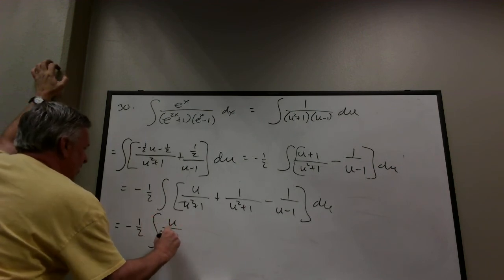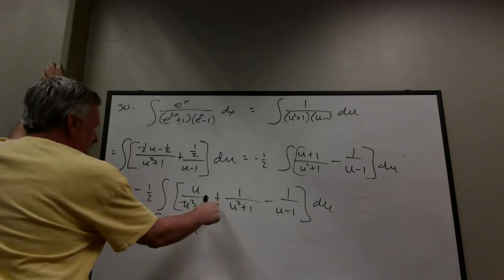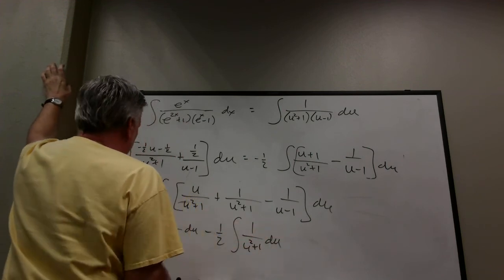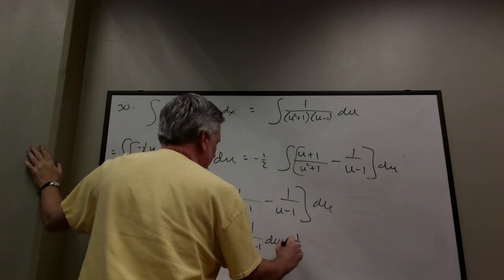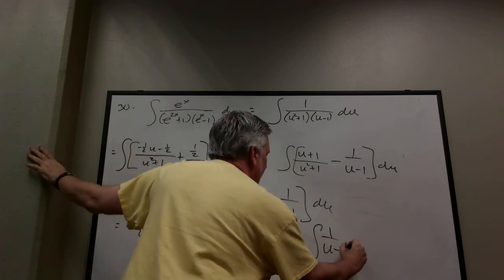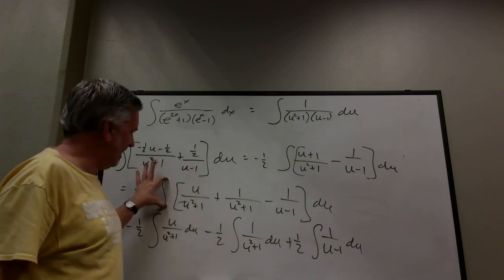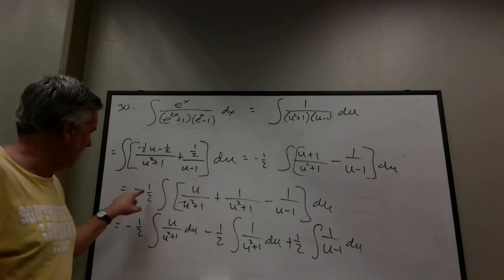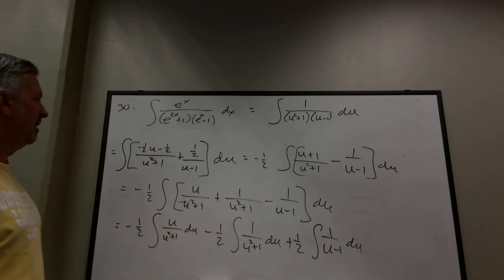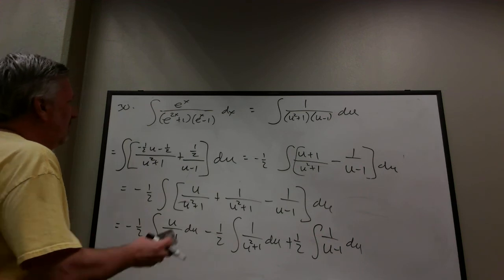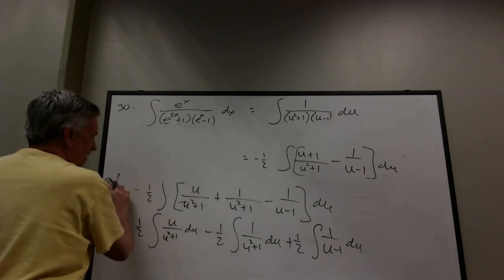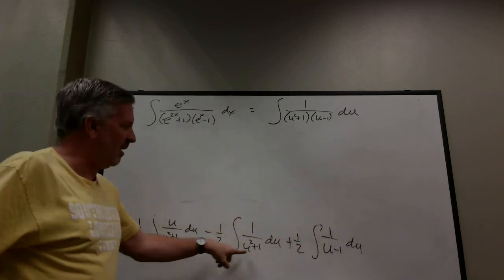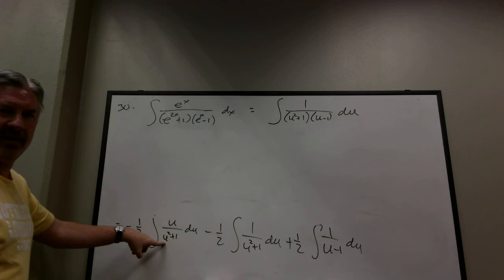So u over u squared plus 1 du minus 1/2 integral 1 over u squared plus 1 du minus 1/2, oh, it's plus 1/2, integral 1 over u minus 1 du. So I'm breaking it into the integral of that, integral of that, integral of that, but I have to keep the negative 1/2 on all of them. The negative 1/2 with the minus there is a plus. Okay, so we'll just continue from here. Now again, these we already know the answer to. This is the one where we have to do some work.